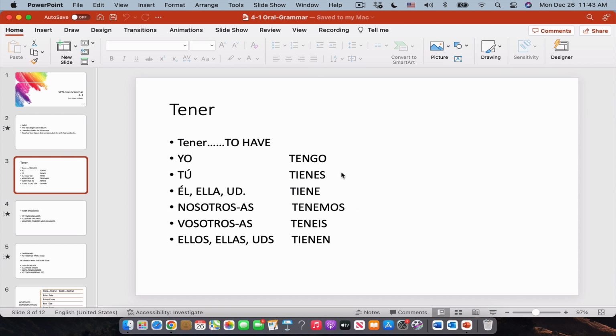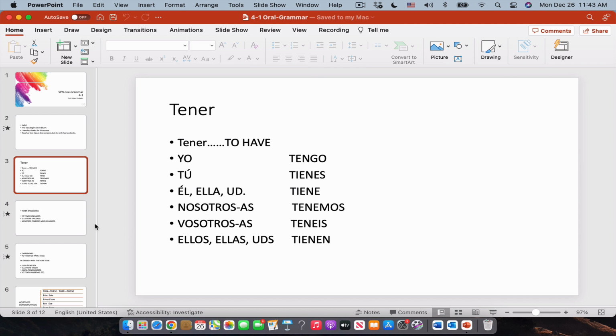So you see the verb is completely irregular because you have the yo form and then you have the tú, the él, ella, the E changes to IE. We keep tenemos and tenéis the same way as a regular verb, but then it's again irregular in the ellos, ellas, and ustedes. Okay? So it's tienen.